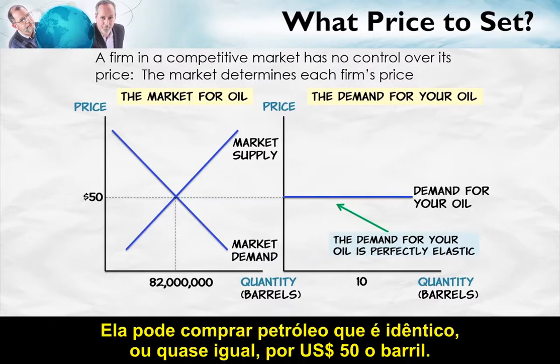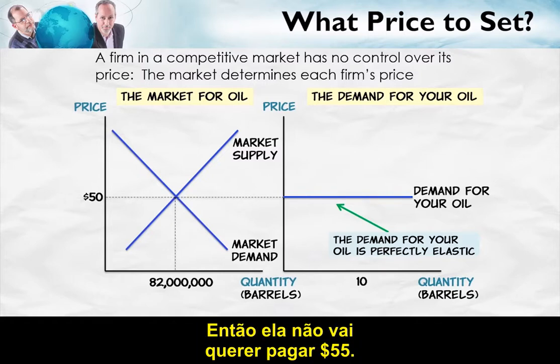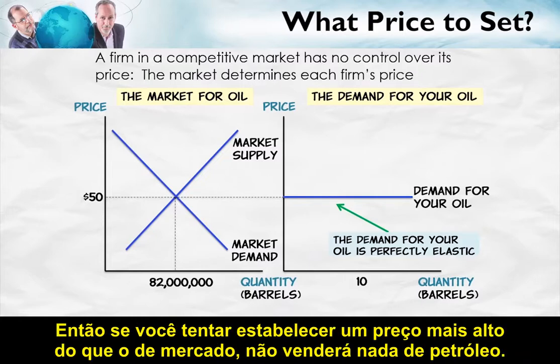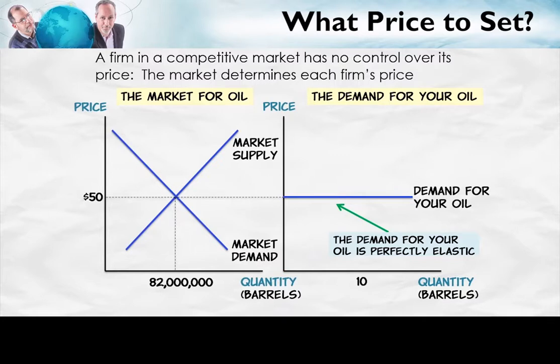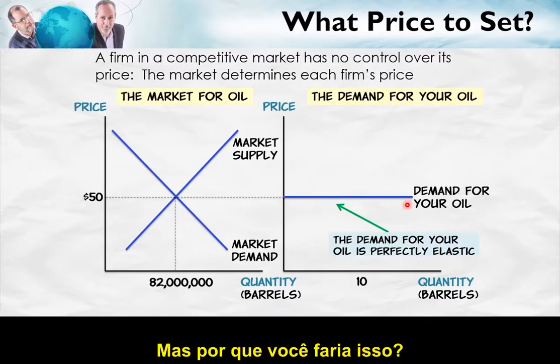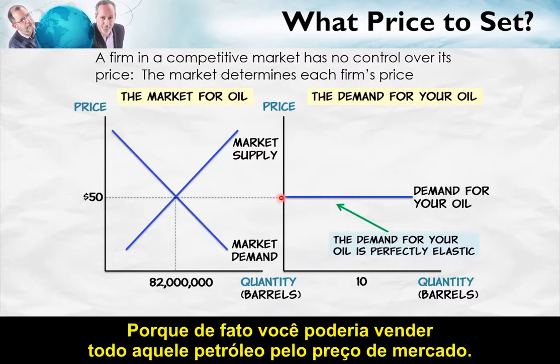She can get oil which is identical or virtually identical at a price of $50 per barrel. So she's unlikely to want to pay $55. And if your mother won't pay extra, then nobody will. So if you try to set a price higher than the market price, you're not going to sell any oil at all, zero. Now, you can sell as much oil as you want below the market price, but why would you want to do that? Because in fact, you can sell all the oil you want at the market price.